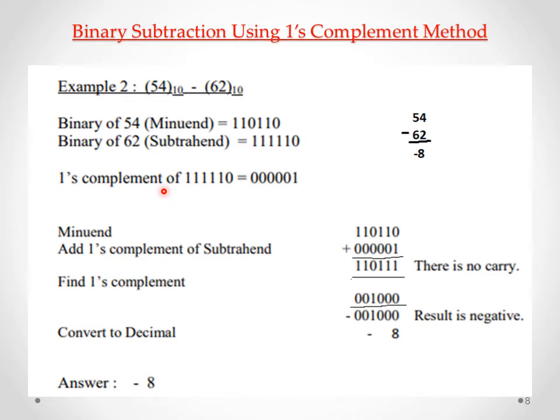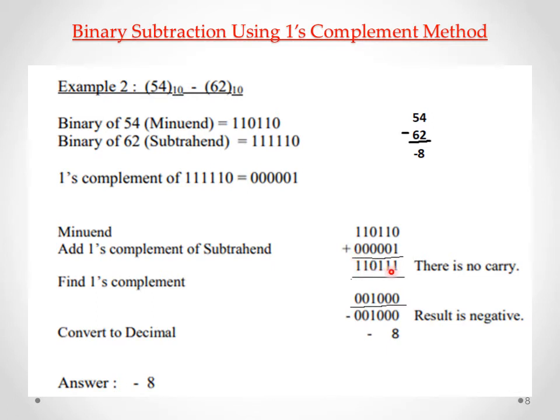Let's see. So first we have to take the ones complement of the subtrahend. The ones complement of the subtrahend is 0 0 0 0 0 1. This one. Now I'm going to add this ones complement value with the minuend. So first writing the minuend here, then the ones complement of the subtrahend. Now we are adding these two. So 0 plus 1 is 1, 1 plus 0 is 1, 1 plus 0 is 1. Now 0 plus 0 is 0, 1 plus 0 is 1, 1 plus 0 is 1.